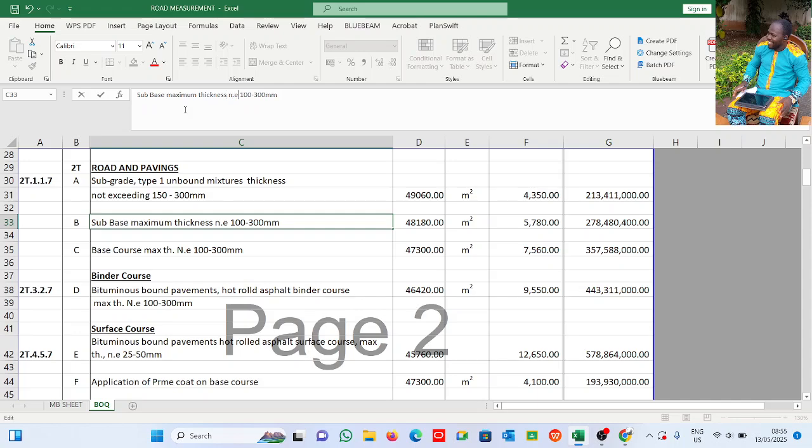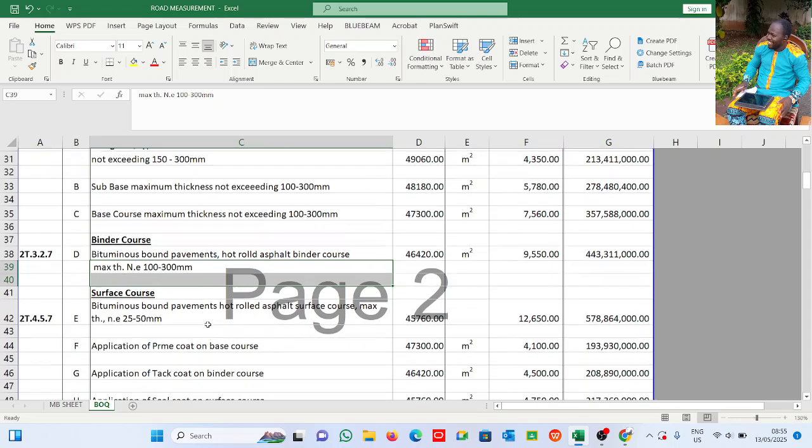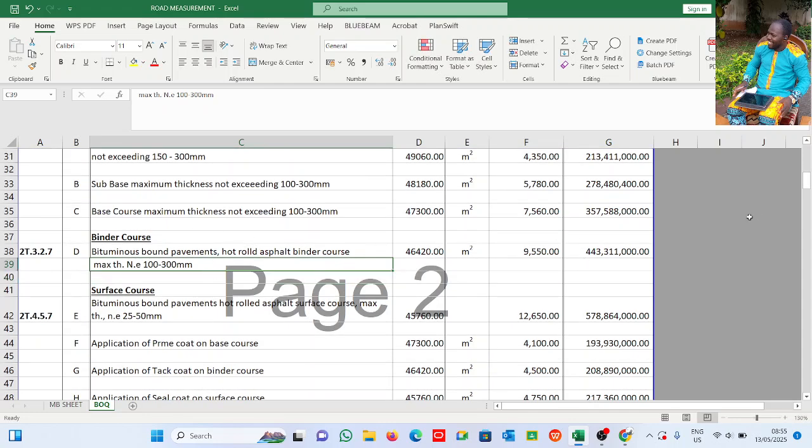So write in full on the bill of quantity, not exceeding, right? Maximum thickness, please, not exceeding. All right, the same thing, all of them, please write in full. I don't take too much time on that. All right, between us bound, the same way it is there. I just give it the proper description, write in full.